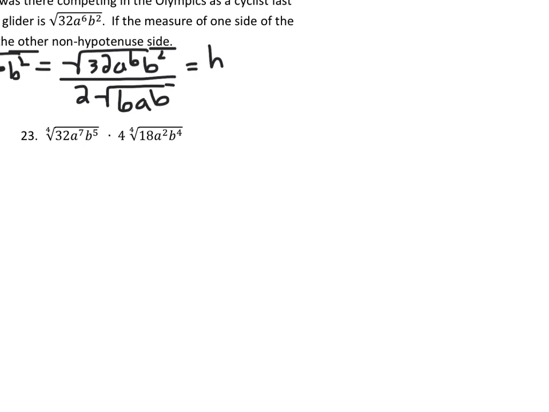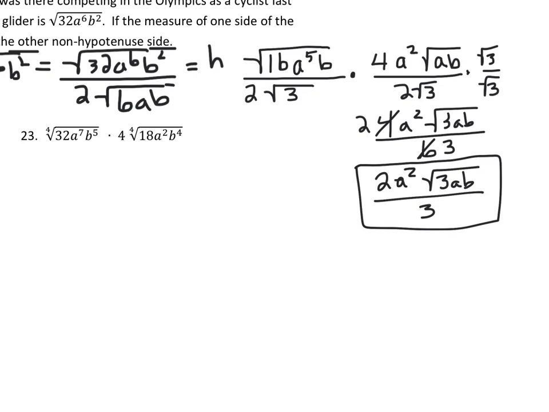So what we really end up with is a rationalizing the denominator problem. So what I'm going to do is go ahead and reduce everything that I can inside the radicals before I try to rationalize the denominator, because I can get rid of this A, I can get rid of this B, and I can reduce this 6. So let's go ahead and take care of that, and then we'll rationalize the denominator.